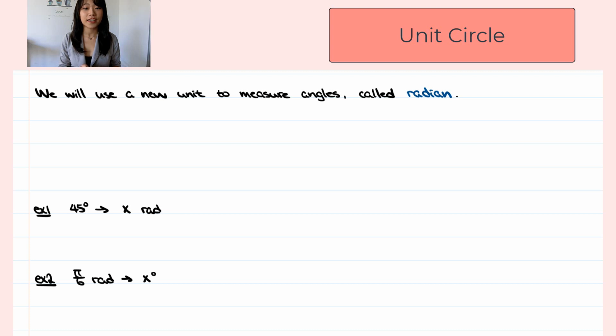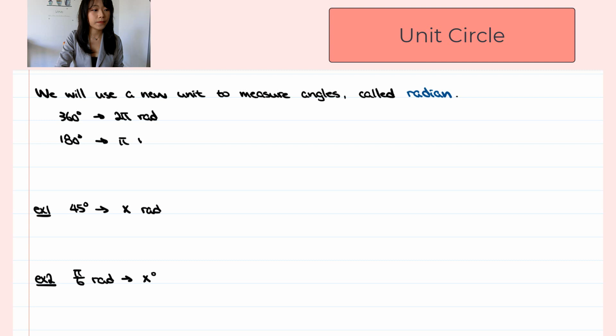Let's do some practices using this new unit. So we learned that for a circle, which is 360 degrees, that corresponds to 2 pi radians. And for short, I'm going to write radians as rad. So half of the circle, 180 degrees, corresponds to pi radians. How about a quarter of a circle, 90 degrees? 90 degrees would correspond to pi over 2.